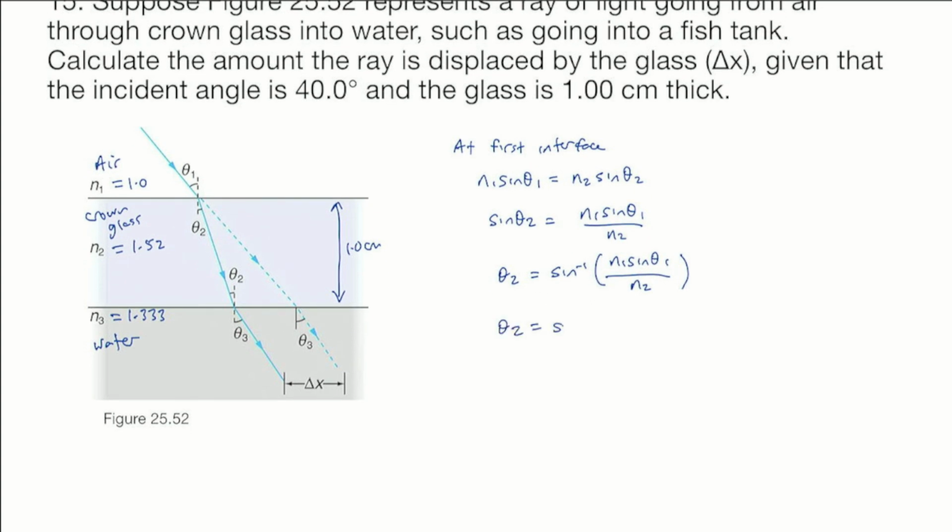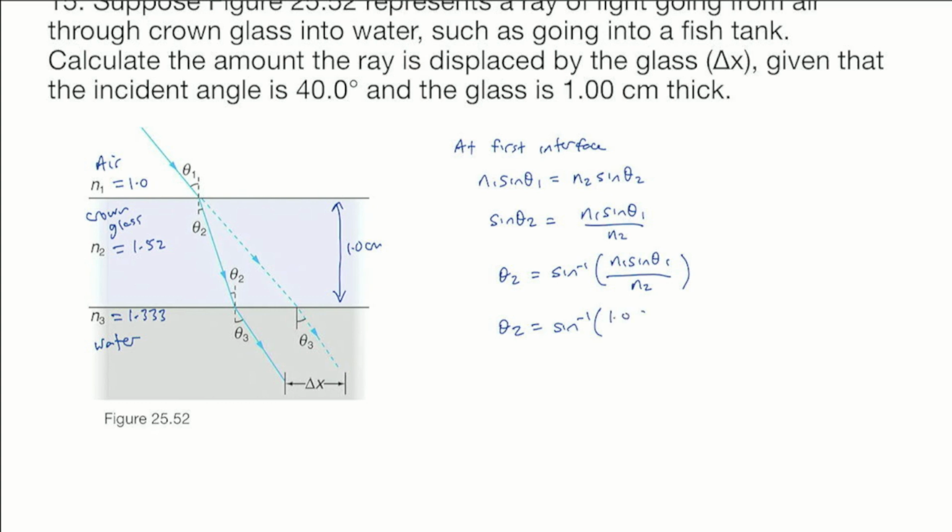Substituting the values, we get 1 times the sine of 40.0 degrees divided by 1.52. I did the calculation and I got theta 2 is 25.0 degrees.